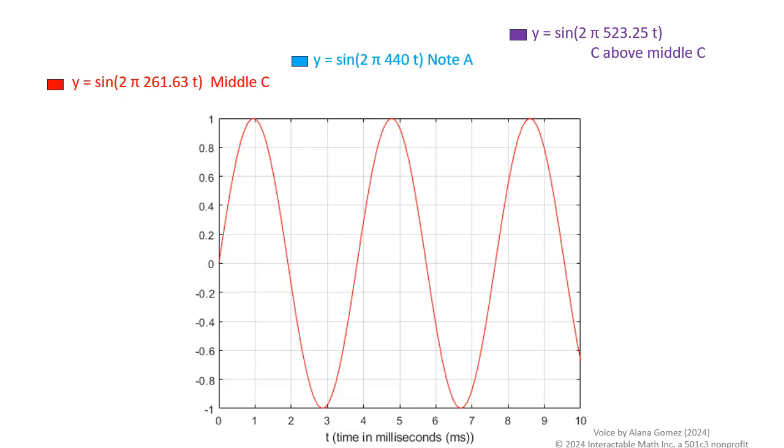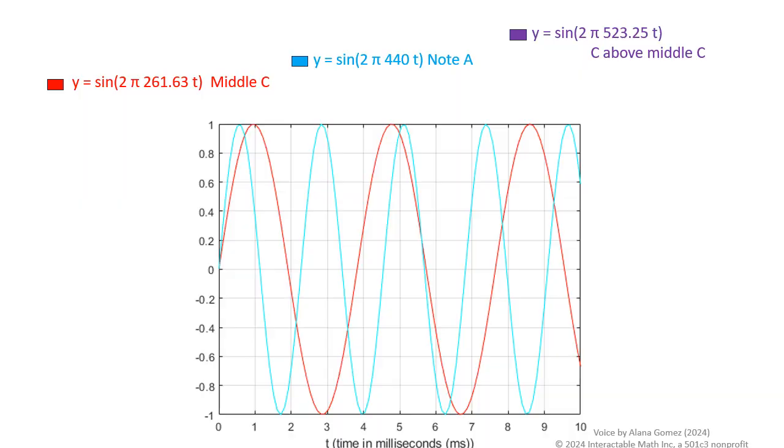I will present each note individually from lowest to highest and lay each waveform onto a common graph so you can compare. We are now playing middle C at approximately 262 Hz with sine waves sent to your speaker. We are showing the plot for this waveform in red. Now, we will play A at 440 Hz in the same way and show the plot in aqua overlaid on the previous plot.